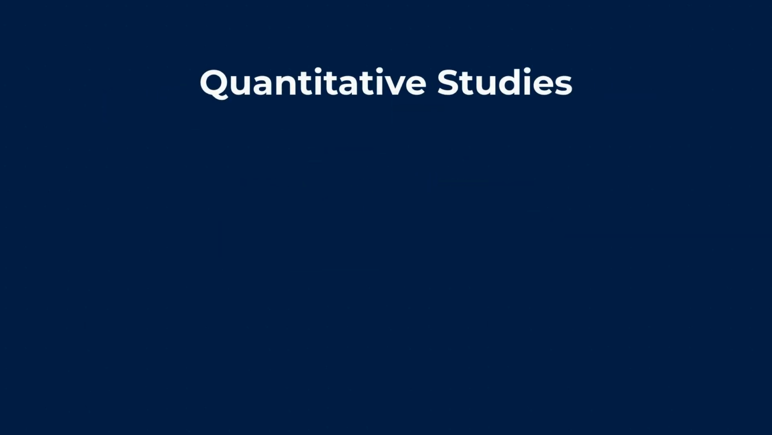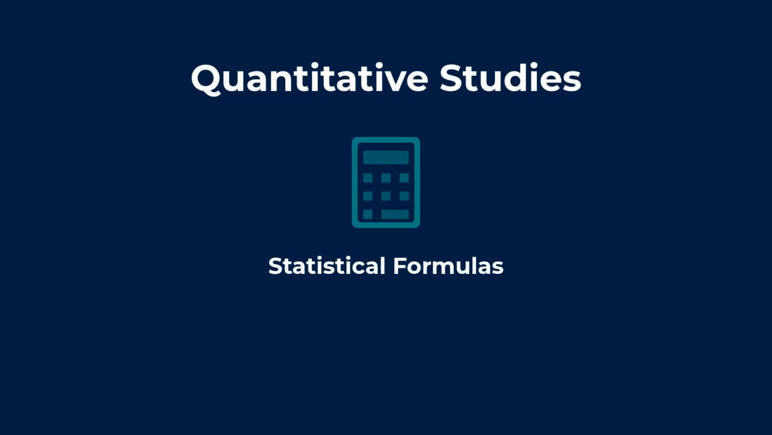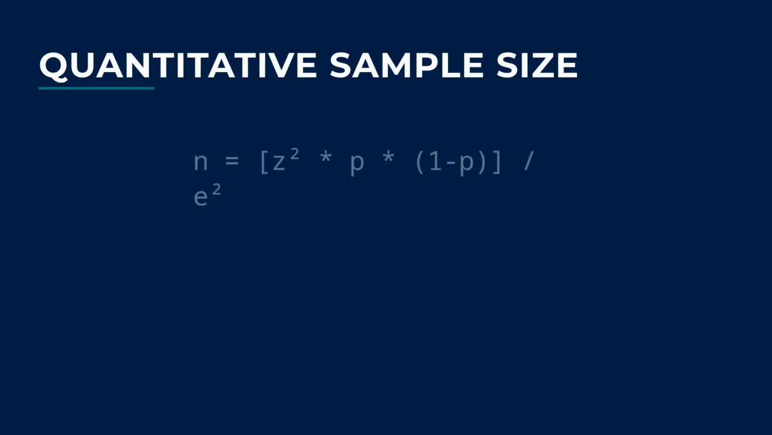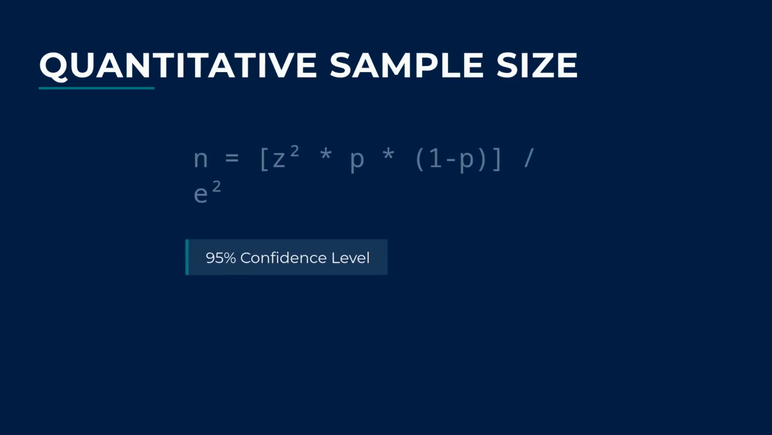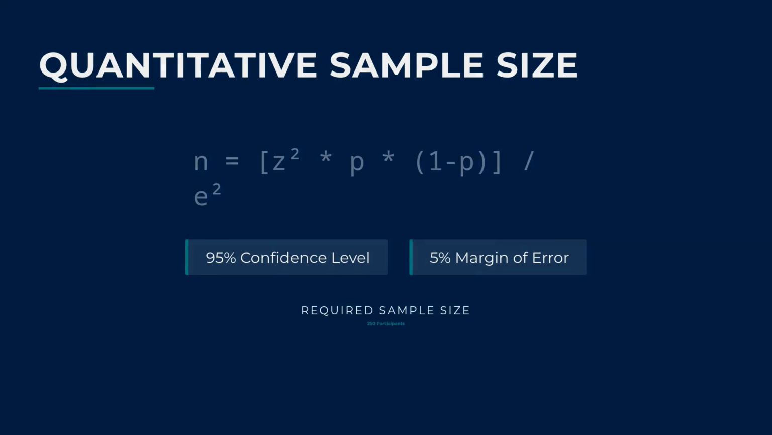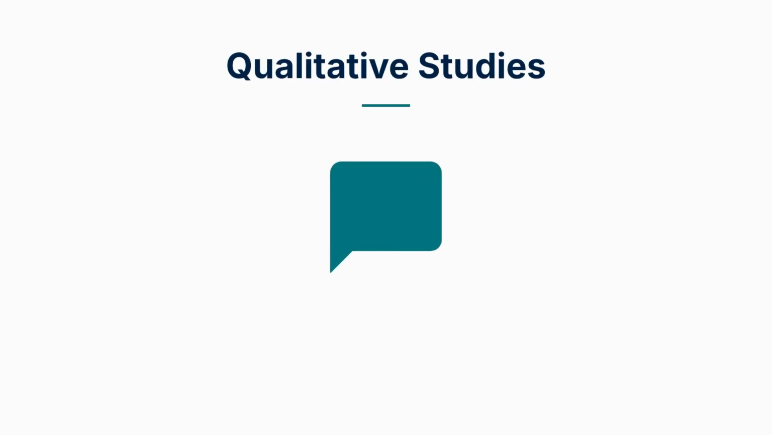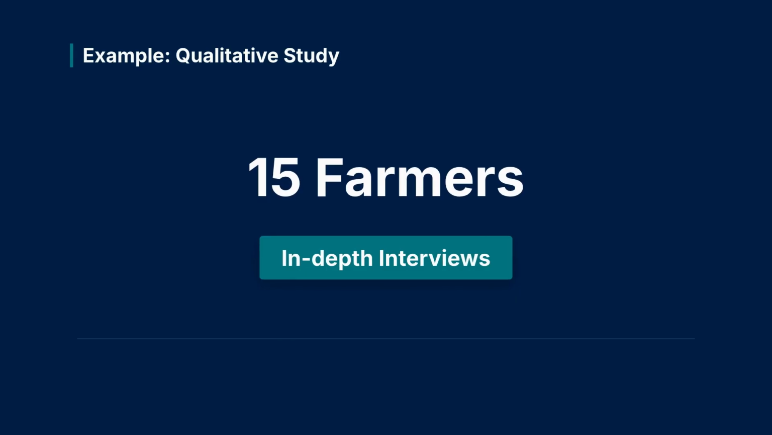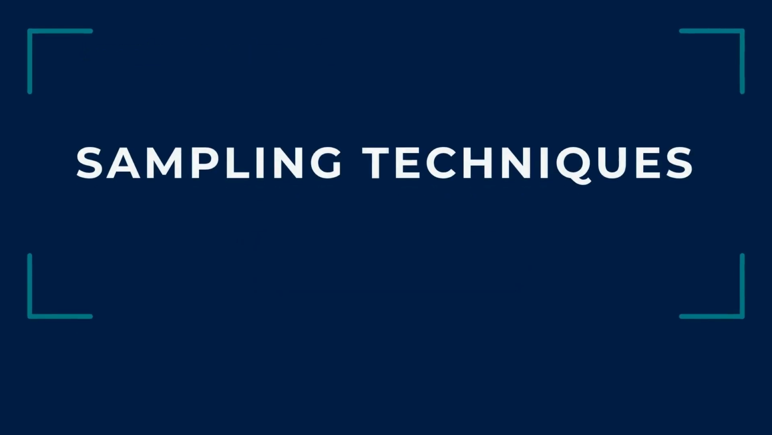In quantitative studies, sample sizes are often calculated using statistical formulas, such as: based on a confidence level of 95% and a margin of error of 5%, the required sample size was calculated to be 250 participants. In qualitative studies, the sample size may be smaller, such as: this study includes 15 farmers for in-depth interviews to explore their experiences. Now let's talk about sampling techniques.